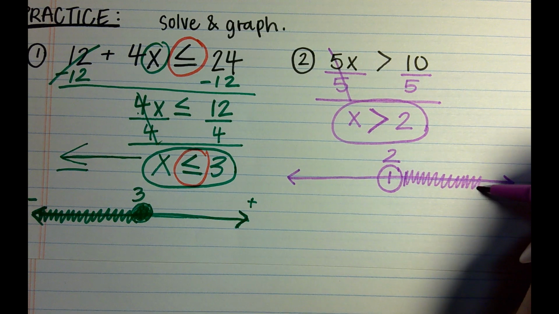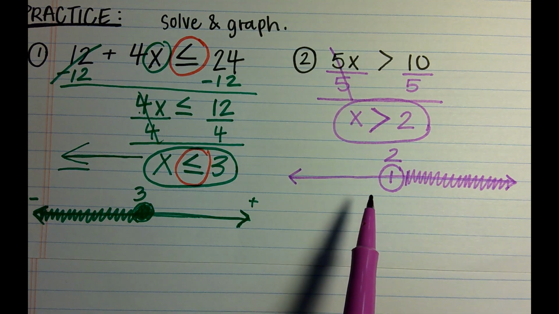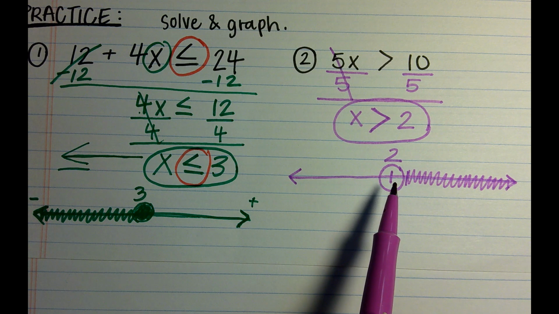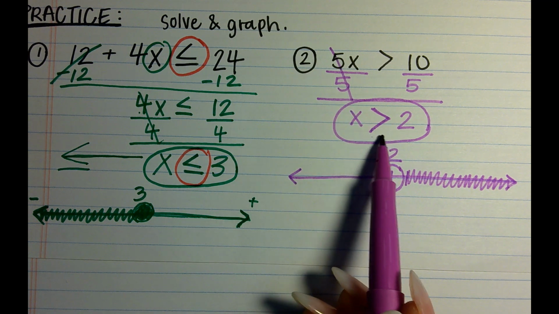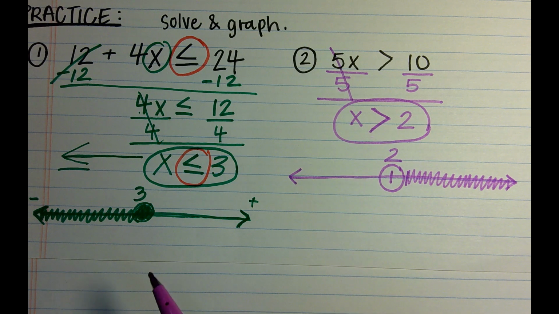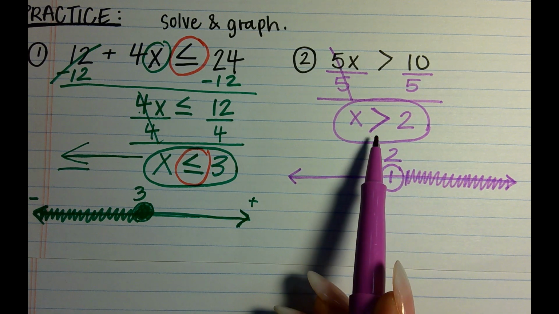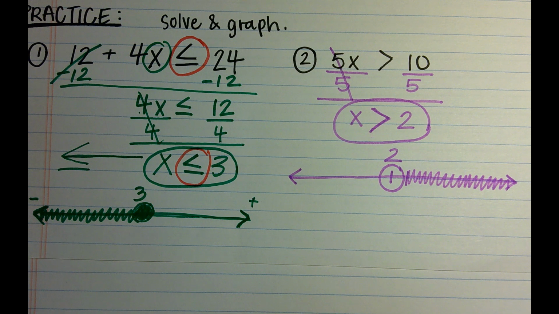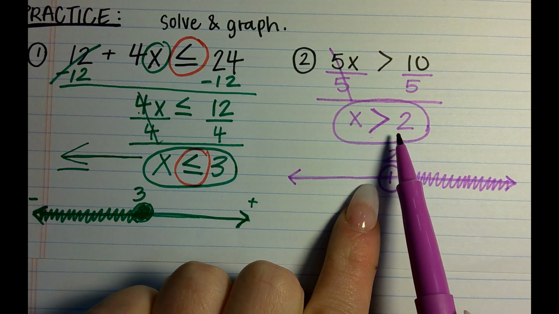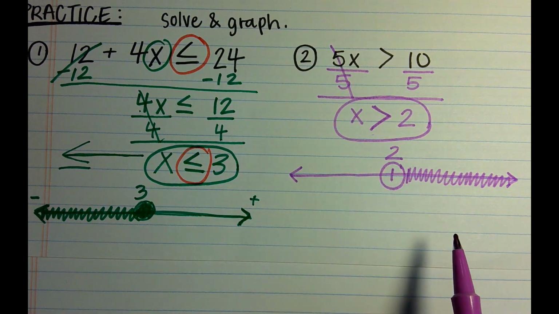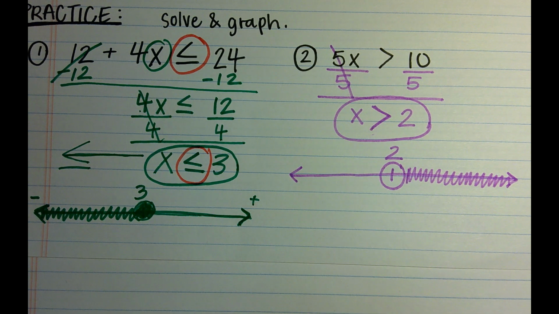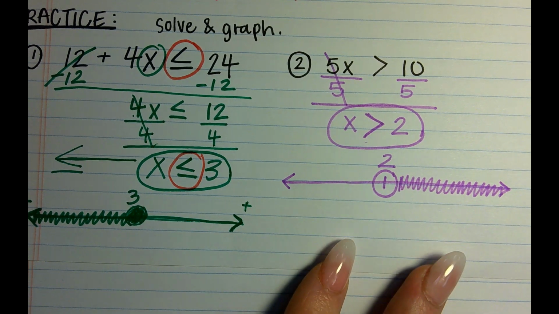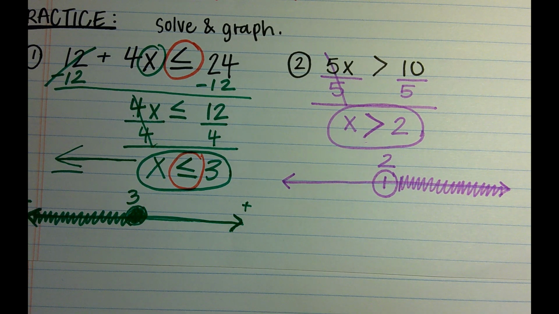Good. Now, do I color my circle in? No. Why not? Because you don't have the equal to sign. Yeah, this is just a greater than symbol. There's no line underneath that symbol that says greater than or equal to. Since it's just greater than 2, 2 is not included. 2 cannot be included. It's not equal to 2. It's only greater than 2. So we leave that circle open. Okay. So right now, I'll let you finish that off.